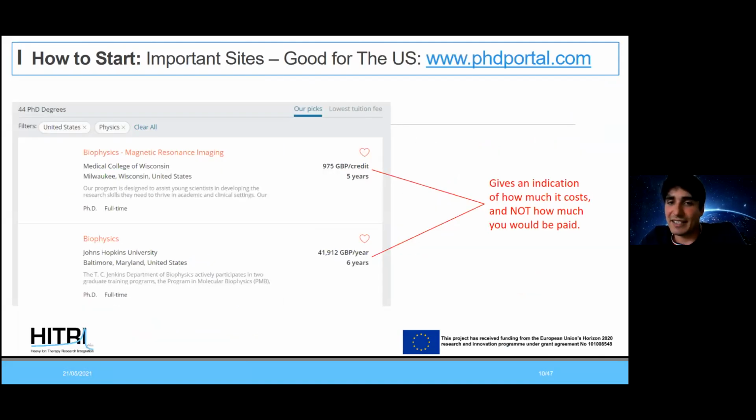For the US, there is PhDportal.com. It's good, but I wouldn't suggest it because it gives an indication of how much the program costs, but it doesn't give you how much you would be paid. But if you're interested in doing a PhD in the US, you can easily find the programs of your interest here, but then you will need to go to the specific university and find their internal programs.